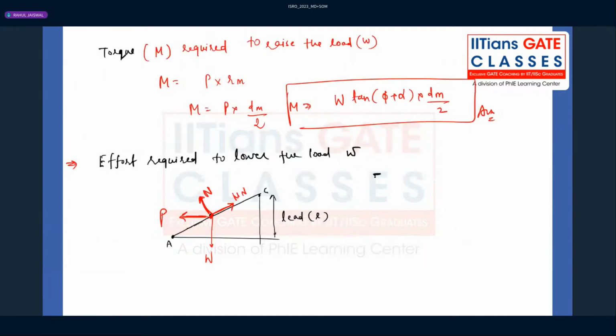Now, if you just resolve the forces, summation of forces in the x direction to be 0, summation of forces in the y direction to be 0, if you do these two things together, you will get the final formula. And the final formula, that is the effort required to lower the load W, will be P is equal to W tan(phi minus alpha).